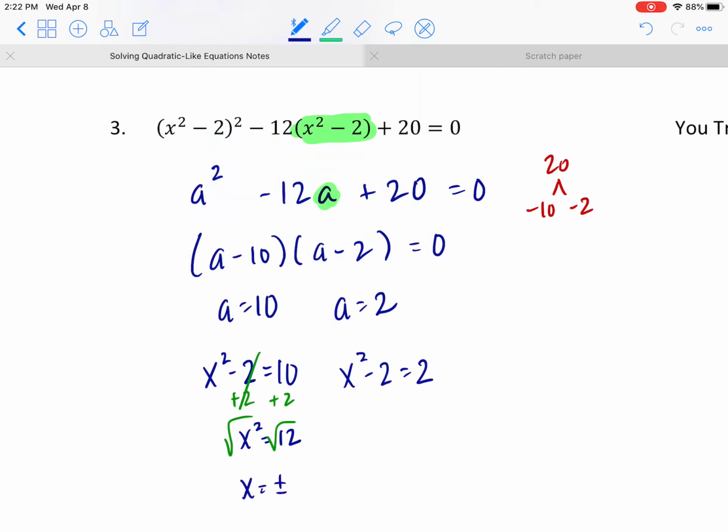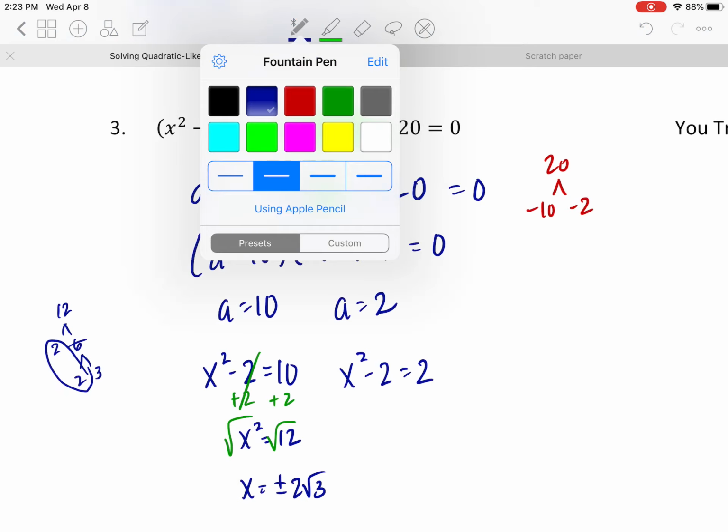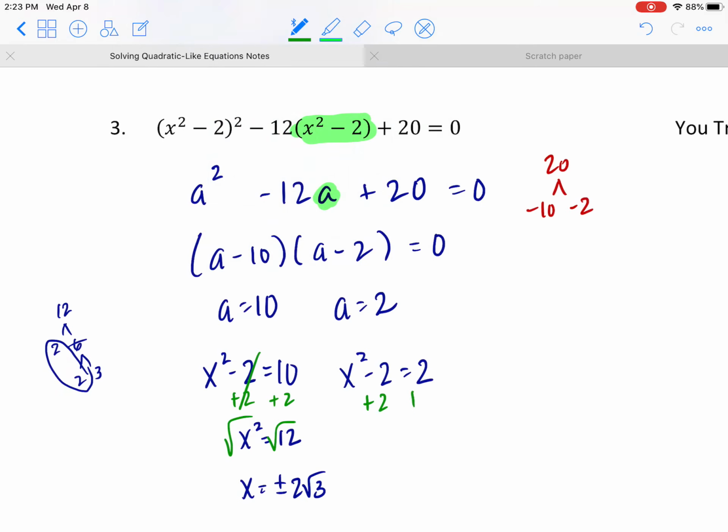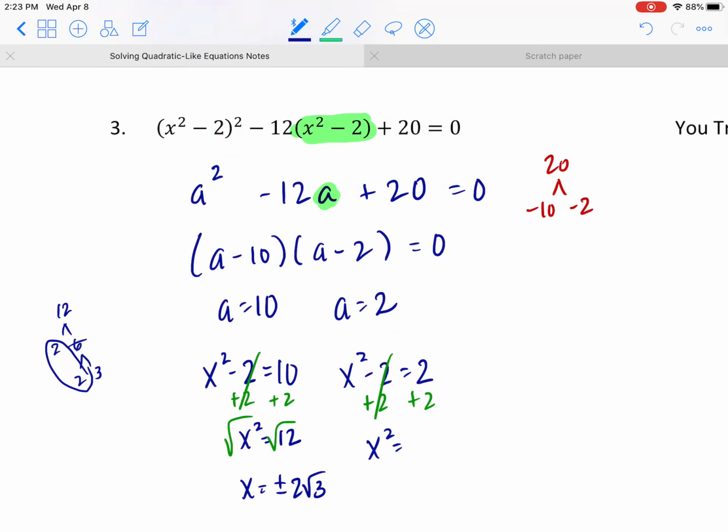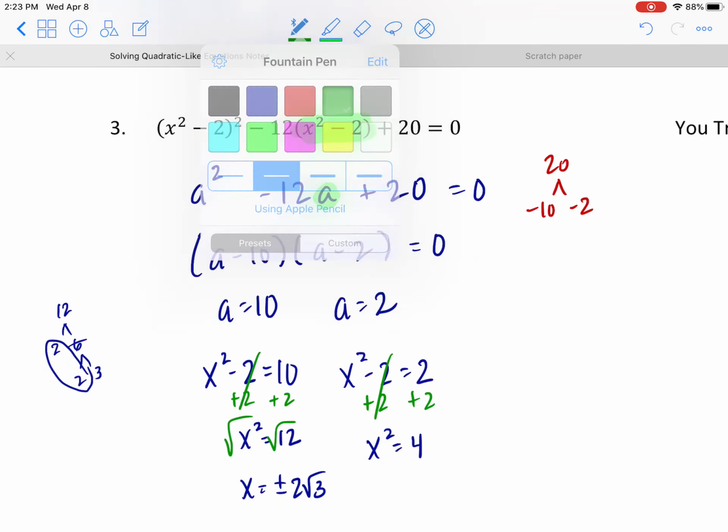If I add 2 to both sides, then I have x squared equal to 12. And now I can square root both sides. So we have x equal to plus or minus. When we go to break down the 12, 12 is 2 times 6, which means we're going to be able to take out a 2.